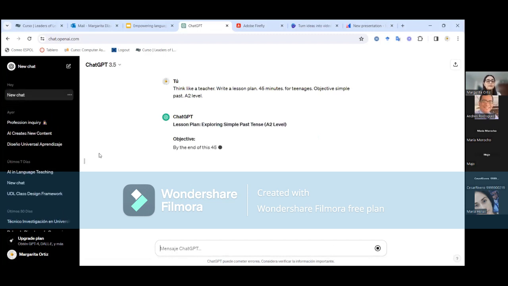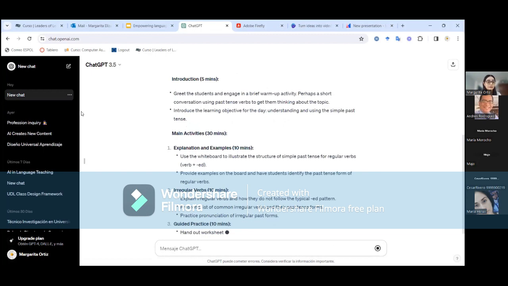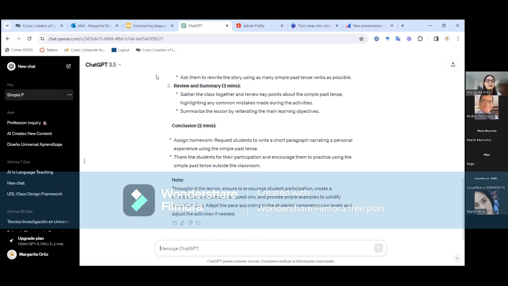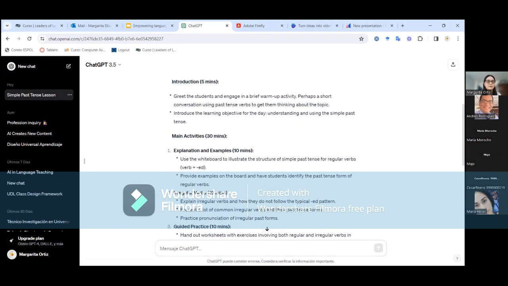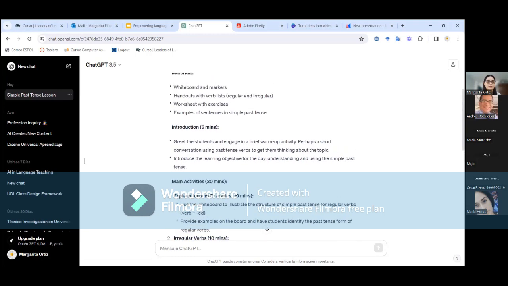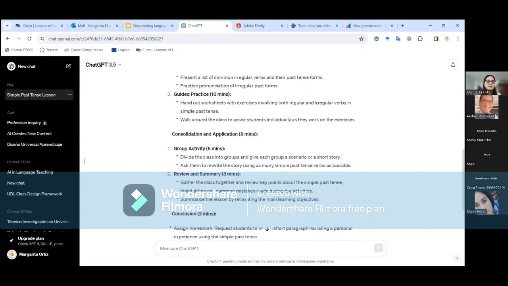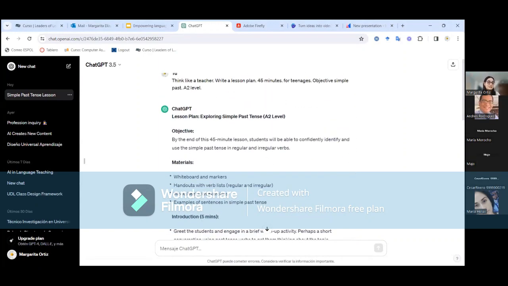Okay, so you see, in a matter of seconds, this tool is going to give me a lesson plan for 45 minutes using simple past, you see? And it's going to tell me how to do it. Yeah, okay, so that's what ChatGPT does. And everything is written. It doesn't generate pictures. That's why the first type of example is text, okay? And that's what you have here.